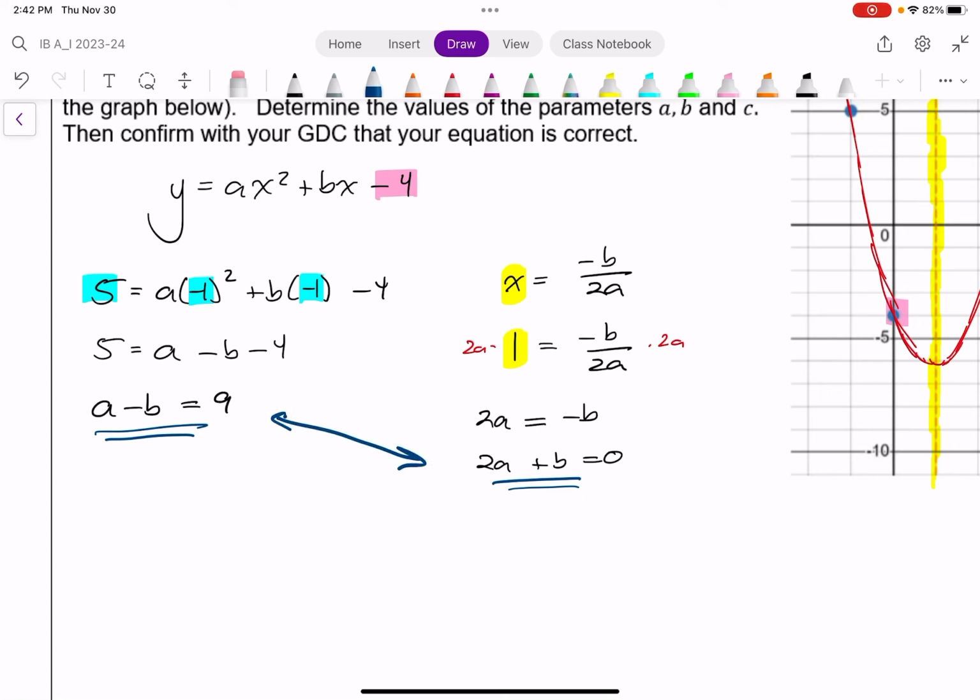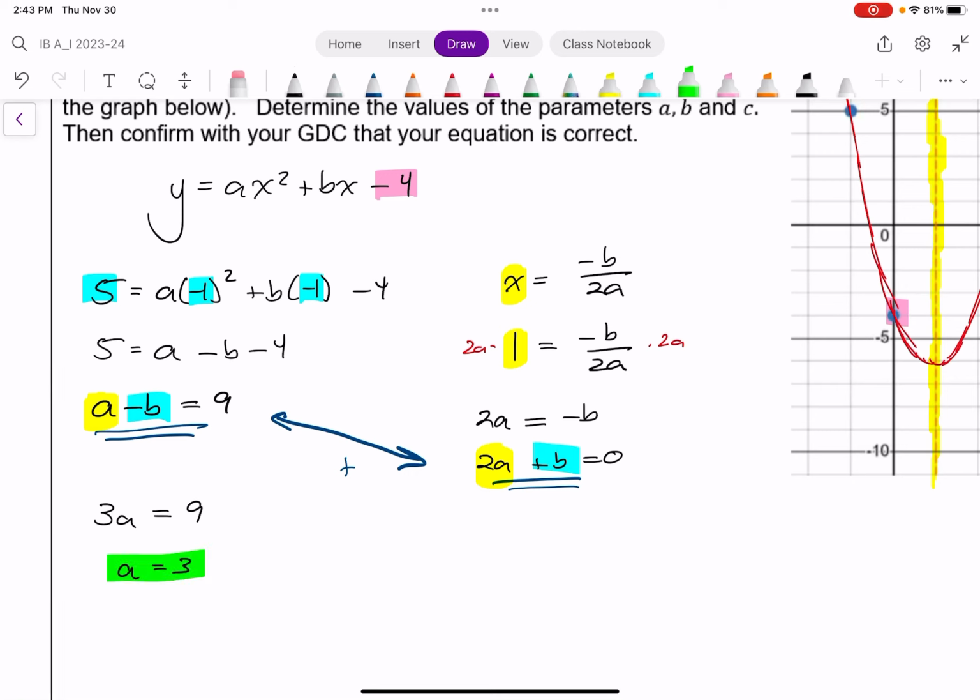If I just add these two equations together, this is called using elimination. If I just add these two equations together, I can see that my b's will cancel out. I have a plus 2a is 3a. I have minus b plus b is nothing. And then I have 9 plus 0 is 9. And so quickly I got 3a equals 9, which means a must equal 3. Everywhere I saw an a now, I know it equals 3.